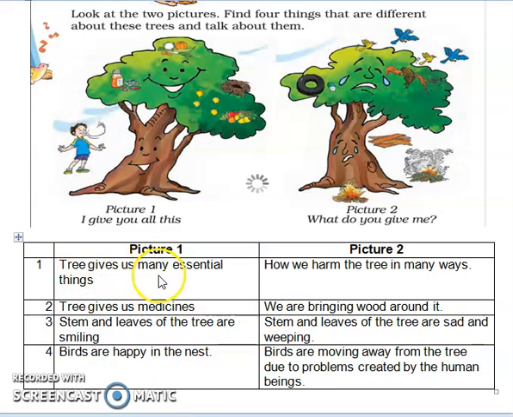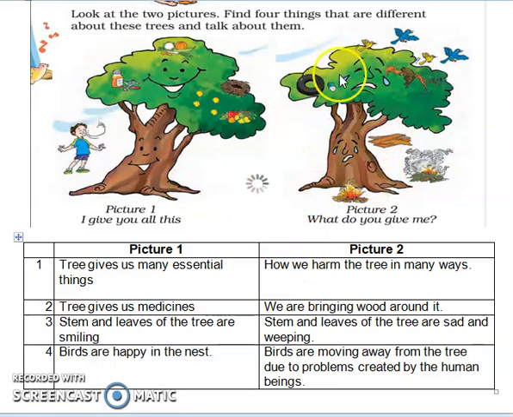So let us discuss here picture 1 and picture 2. I'll give you a chance to discuss. Okay, so this is how we discussed. In picture 1, the tree gives us many essential things. In picture 1, you can see that the tree gives us so many essential things. This is very useful to us.